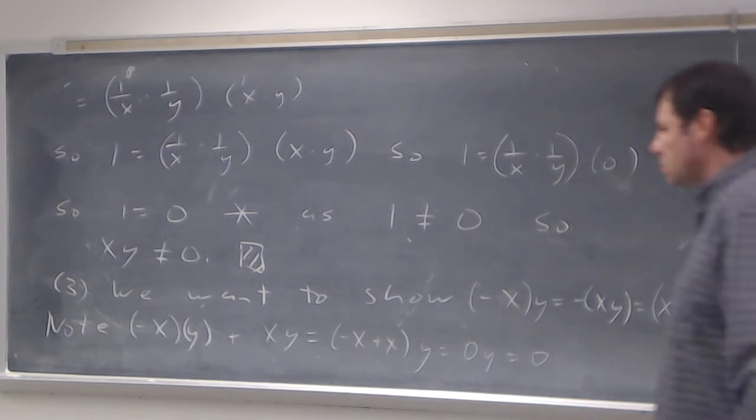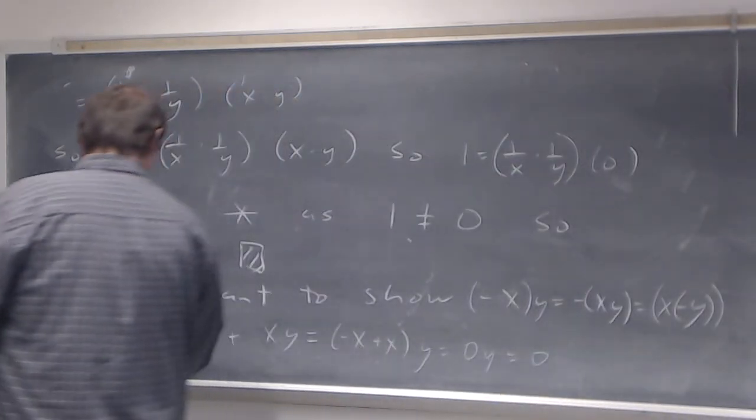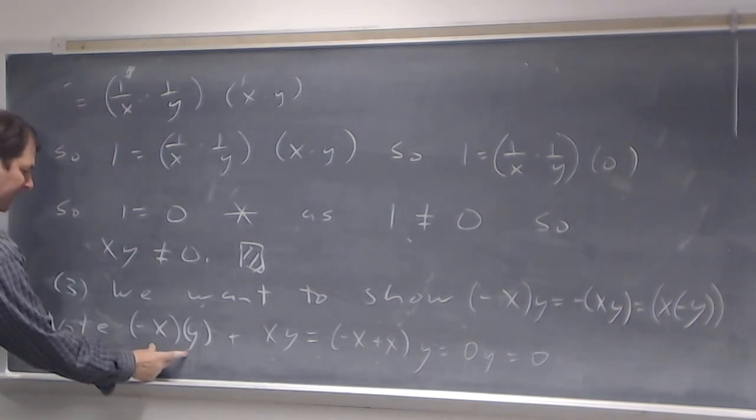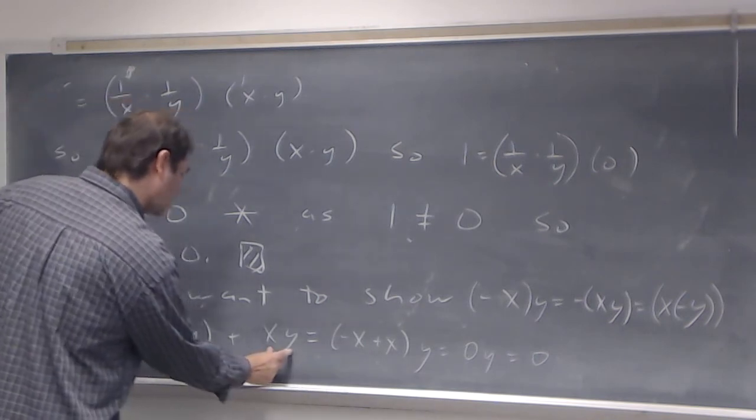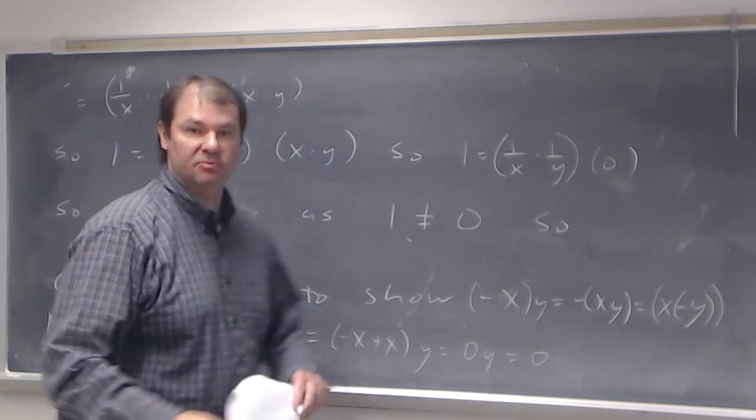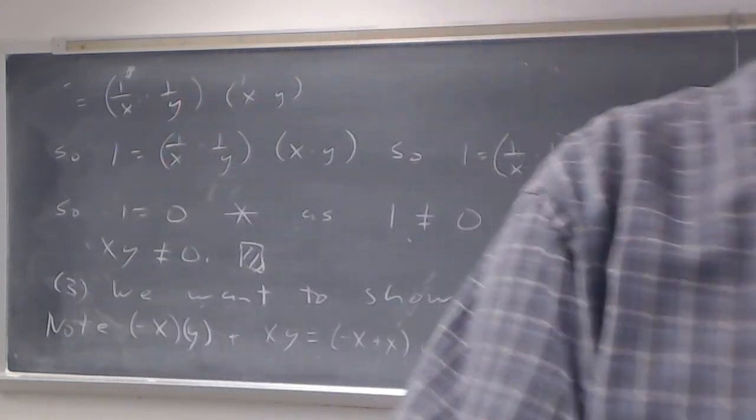Okay, so what we have here, and I'll write this down, but let me point to it just for a second. Minus x times y plus x times y is going to equal 0. That's what I'm going to conclude out of this.